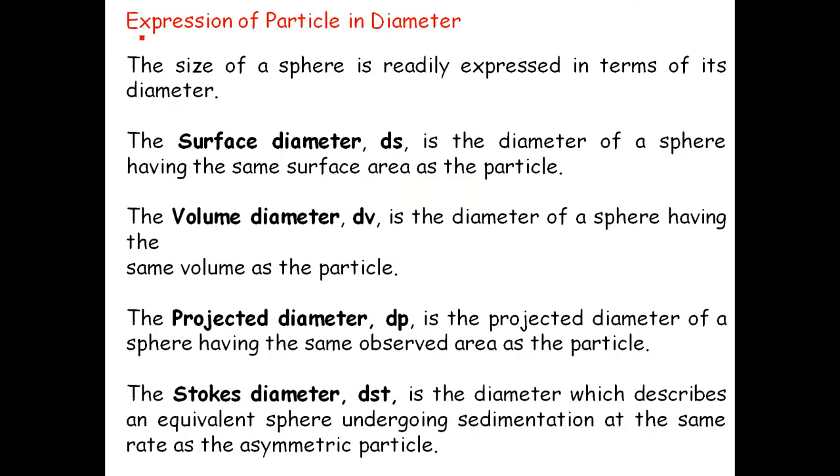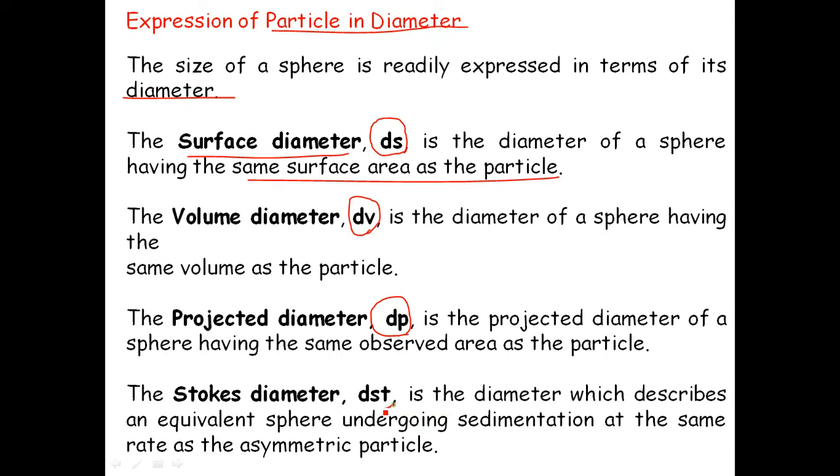So there are many ways in which you can express the particle size and diameter. The size of a sphere is readily expressed in terms of its diameter. The surface diameter, denoted as ds, is the diameter of a sphere having the same surface area as the particle. The volume diameter, denoted as dv, is the diameter of a sphere having the same volume as the particle. The projected diameter, dp, is the diameter of a sphere having the same observed area as the particle.